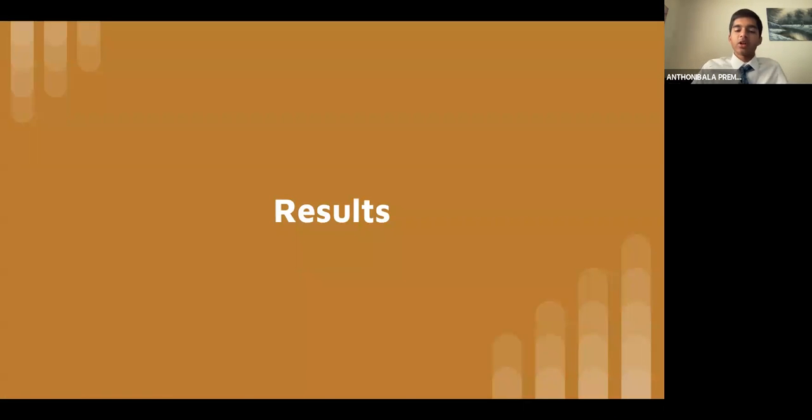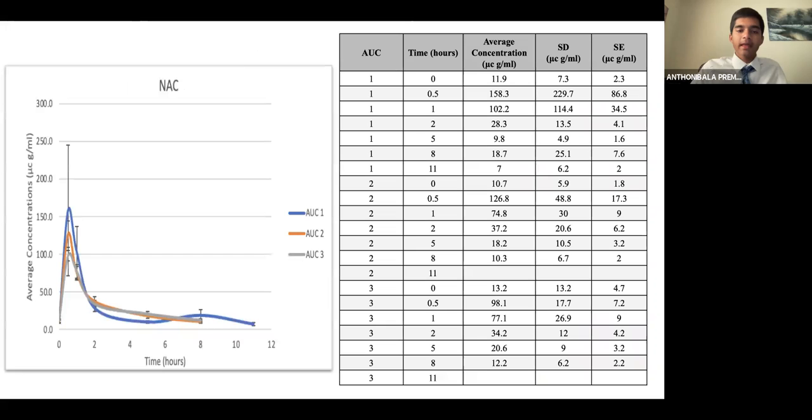Now I'll be discussing the results from my research project. Here on the right side, we can see the table with the values of the average concentrations of NAC at each time point during each stage of the transplant, AUC1, AUC2, and AUC3. On the left, we see the graph with the values plotted on them with the average concentration on the y-axis and the time in hours on the x-axis. Each of the 3 curves on the graph represents the 3 different stages of HSCT, the blue being AUC1, the orange being AUC2, and the gray being AUC3.